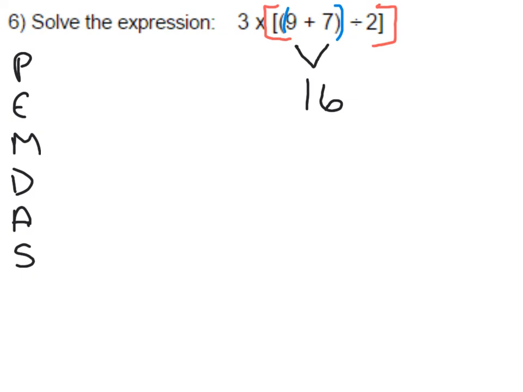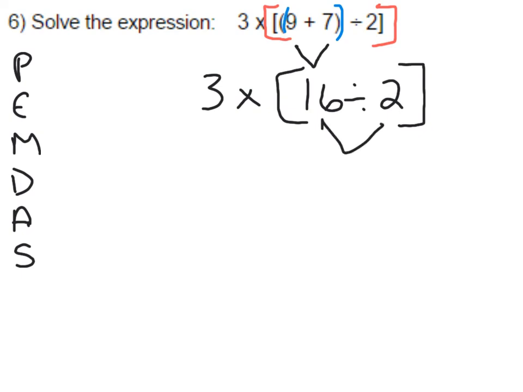Now, since I've done that, I'm going to rewrite everything else that I didn't use, including those brackets. So I didn't use the 3, I didn't use the times, I didn't use the bracket, and I didn't use the divide by 2. So now let's look. I still have parentheses there because they're a grouping symbol. Those brackets represent grouping symbols. So I'm going to divide 16 divided by 2, and I'm going to get 8.